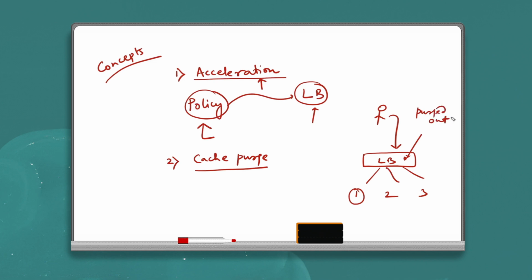That means after purging out the cache, the request will then be served by the backend servers rather than the load balancer, because we have purged out the cache. Purging basically means we have removed the cache. And keep in mind, this cache purge is usually an irreversible action. So once you perform the cache purge, you cannot restore the cache.